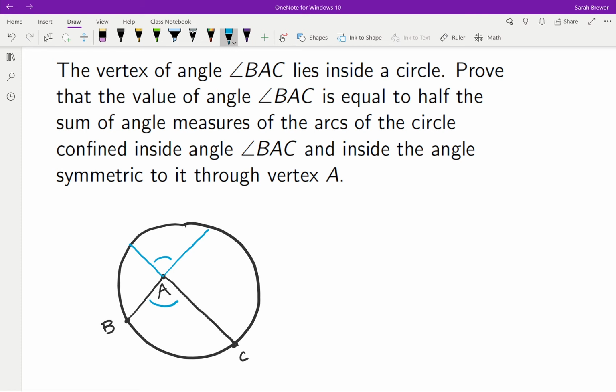So we want to show the measure of either one of those angles is equal to half the sum of the two intercepted arcs. So again, I want to give these things names. And so we're trying to show that angle BAC is equal to half the sum of the measure of arc BC and the measure of arc DE, right?